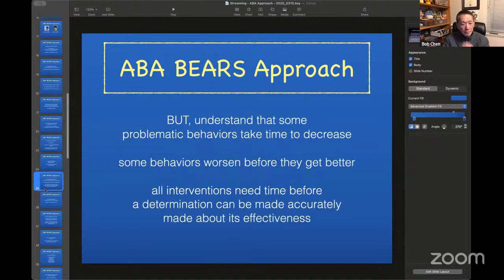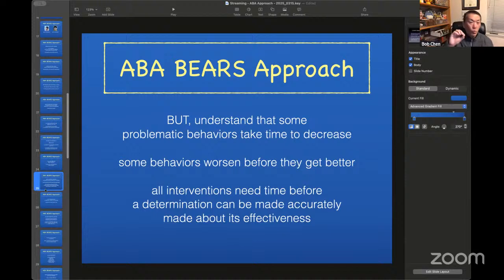Okay. So you have to understand, just because it didn't work that one time doesn't actually mean the intervention won't work. A lot of times behaviors will get worse before they get better, especially if you're using extinction. Okay? So you have to have patience. All interventions need time before you can really say if something is effective or not effective.